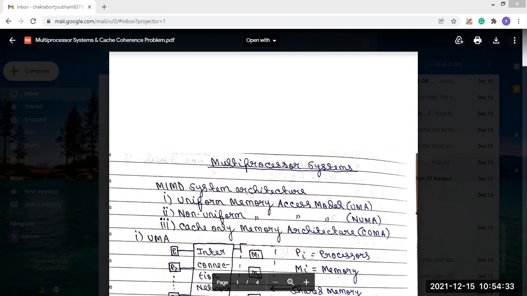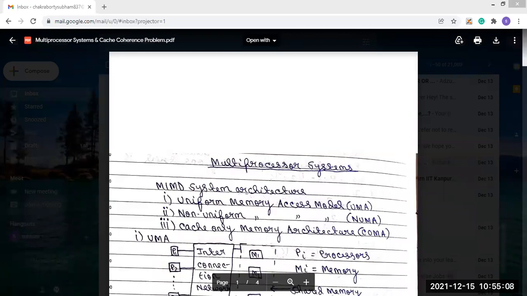Now, today we will first see about the thing in the multiprocessor system, that is the MIMD. Now we have seen the SIMD, that is single instruction multiple data. Now this is the MIMD, multiple instruction multiple data. Now MIMD system architecture is of three types. Three types of architecture are present in the MIMD system. What are the three types of architecture?